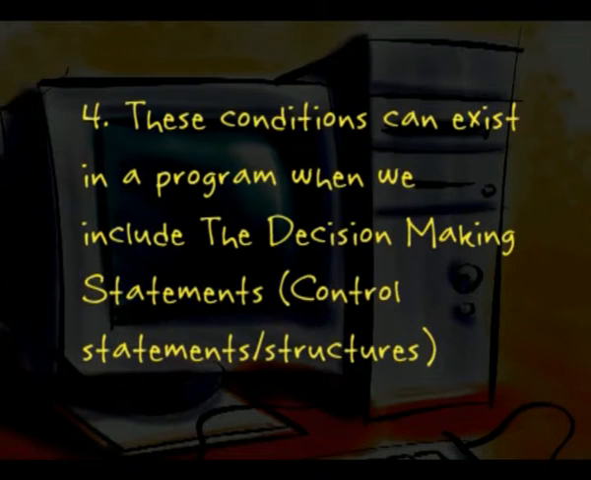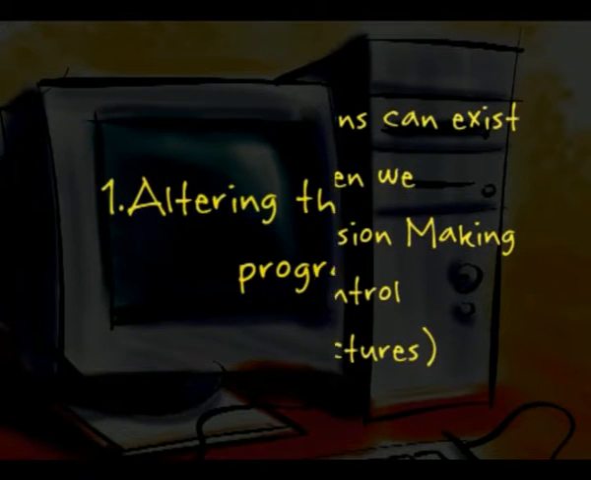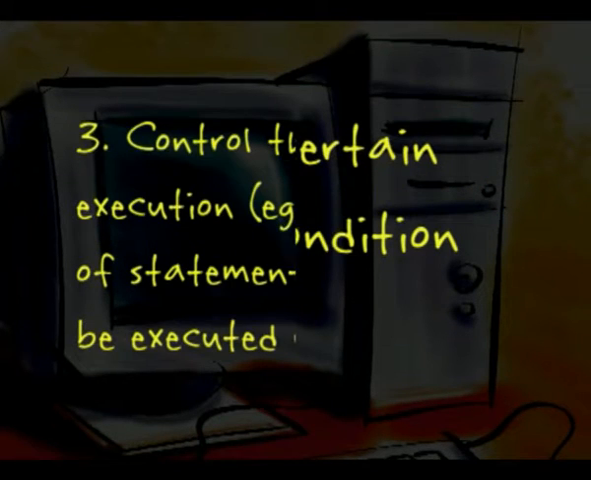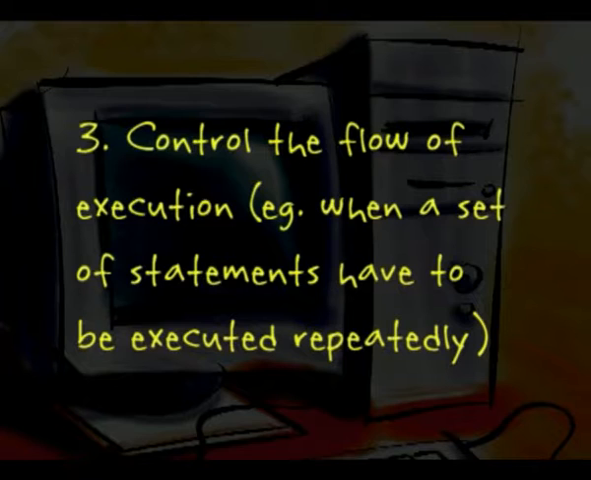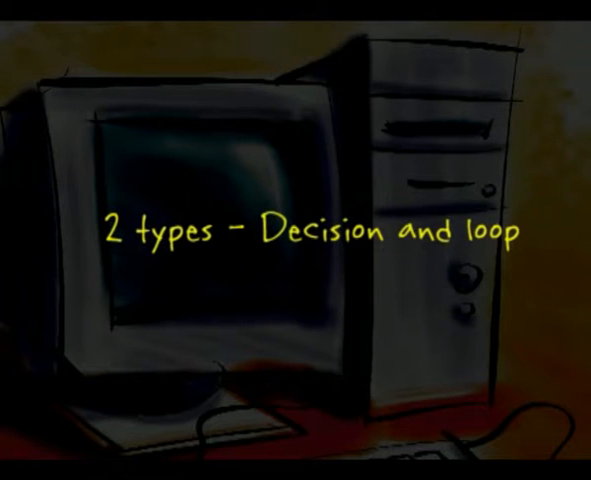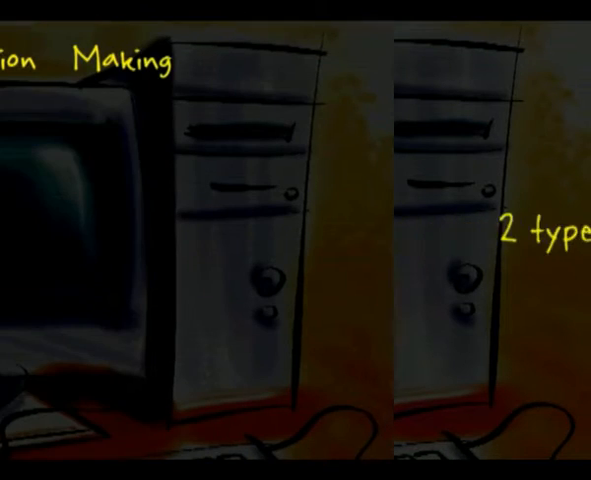All these possibilities of altering the flow of execution, testing logical conditions and making statements execute in a repeated manner, all of this is possible only when we have these decision making statements or control statements and structures. These control statements also have another name, decision control statements. There are basically two types, one is decision, another one is loop. So in this session we will be seeing about the decision control statements.